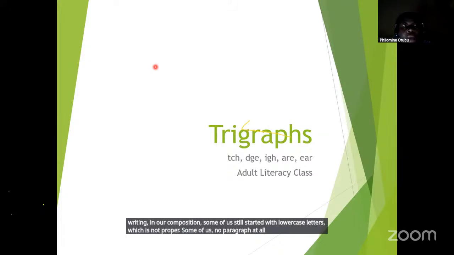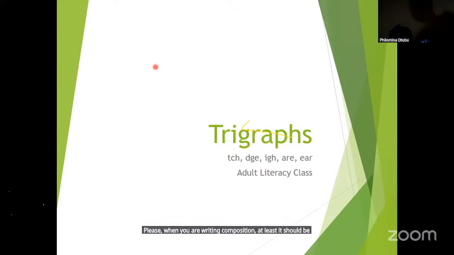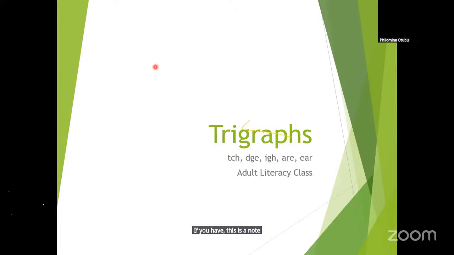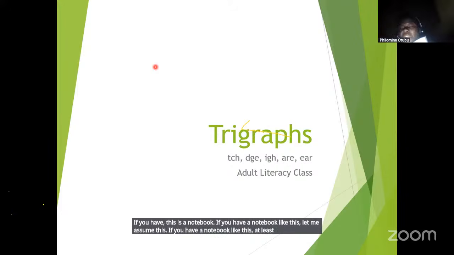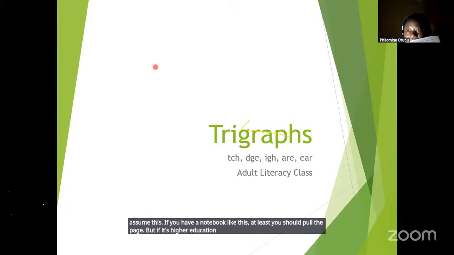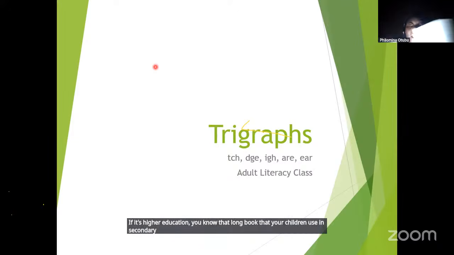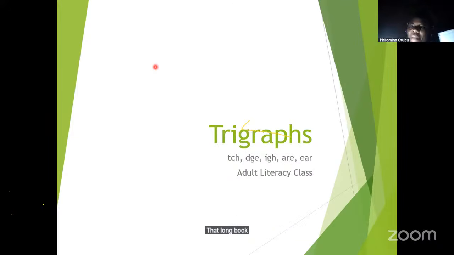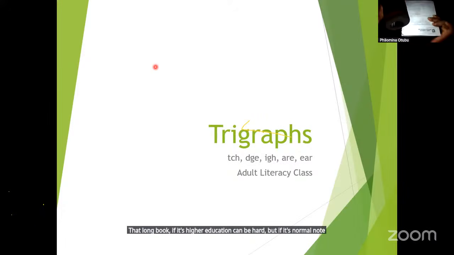Some of us, please, when you are writing a composition, if you have a notebook like this, at least you should fill the page. But if it's higher education, that long book that your children use in secondary school or university, it can be half. But if it's a normal notebook like this, it should be full.